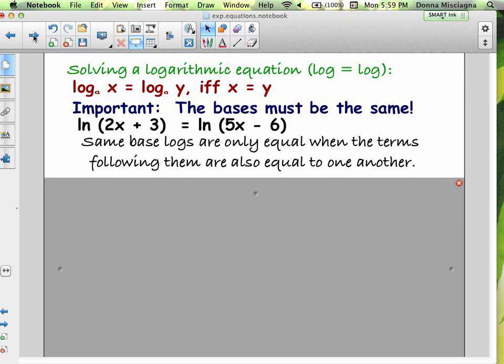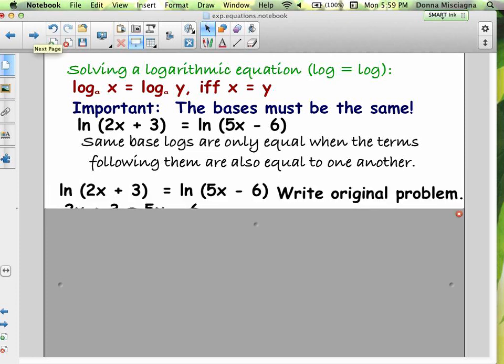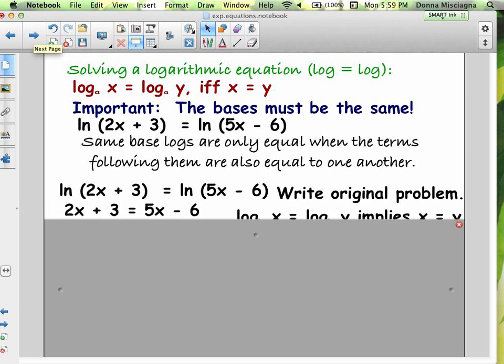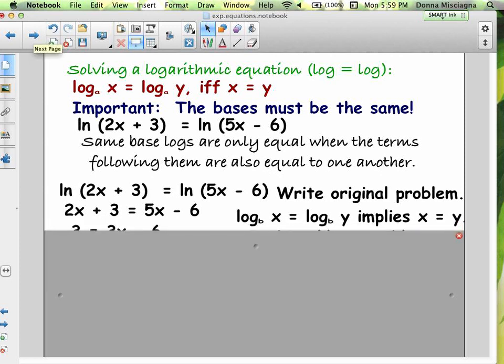So here we have the natural log of 2x plus 3 equals the natural log of 5x minus 6. The only way that the natural log of 2x plus 3 could equal the natural log of 5x minus 6 is if 2x plus 3 equals 5x minus 6. So if you have the same base, logs are only equal when the terms following them are also equal. So you can drop the logs.